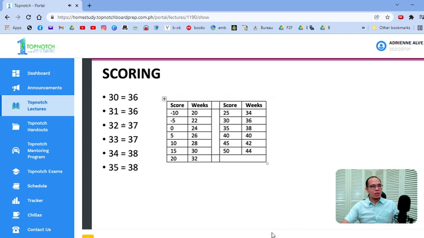So 30 is 36, 31 is 36, 32 is 37, 37, 30. So mas madali. So this is what we do. Okay? And a lot of institutions use this as well. Yung mga 36 to 37, yun yung medyo nakakalito.